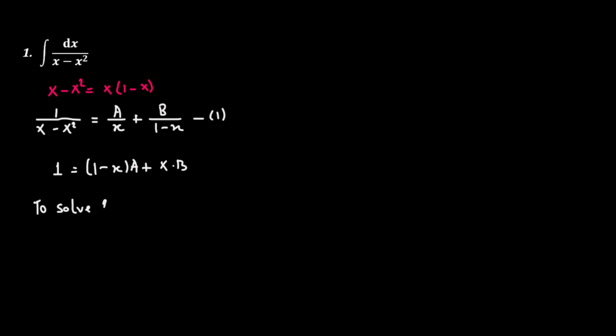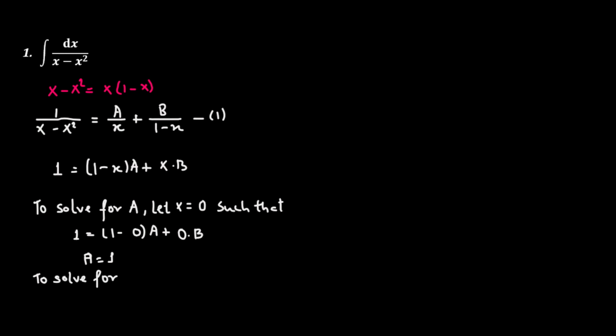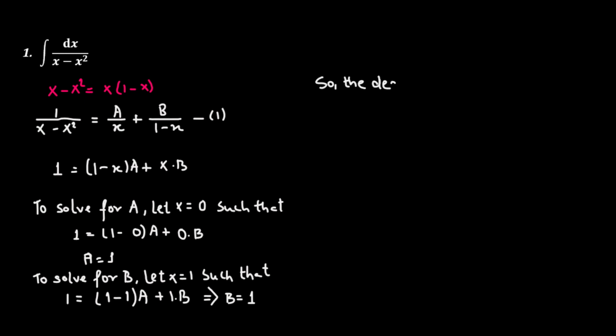So to solve for a, let x equal 0 to get 1 is equal to 1 minus 0 times a plus 0 times b, and that gives us a equals 1. To solve for b, similarly, we take x equal to 1, so that is going to give us 1 equals 1 minus 1 times a plus 1 times b, and solving this we get b is equal to 1. So it follows that the decomposition now becomes 1 over x minus x squared is equal to 1 over x plus 1 over 1 minus x.